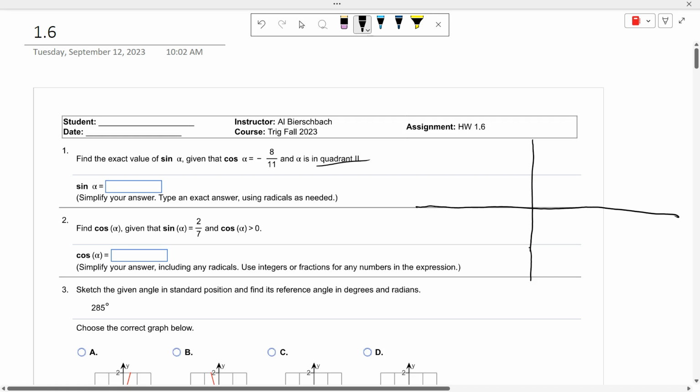Okay? So in quadrant 2, you just draw a triangle down in quadrant 2. Do not ever draw over to the y-axis. You always draw up to the x-axis in trig. Quadrant 2.